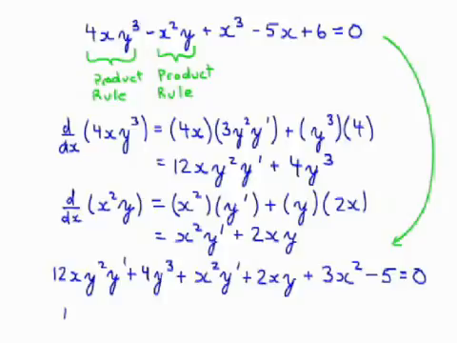Now it's simply a matter of keeping the terms with the y prime on the left-hand side of the equation and moving all the other terms to the other side of the equation. That's accomplished by subtracting 4y cubed from both sides of the equation, subtracting 2xy from both sides of the equation, subtracting 3x squared from both sides of the equation, and adding 5 to both sides of the equation. So that's how we end up with the final line on this particular screen.